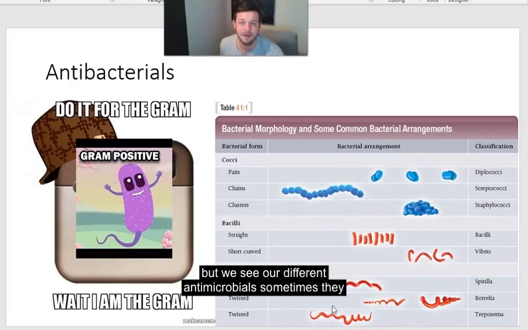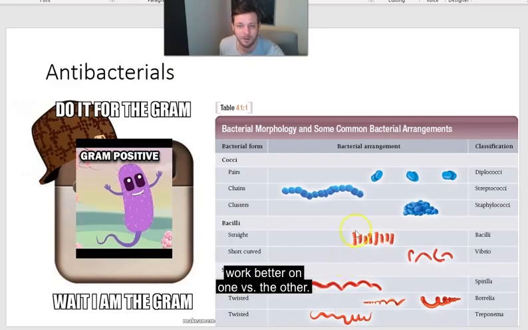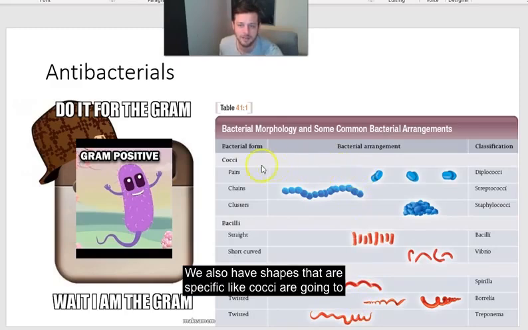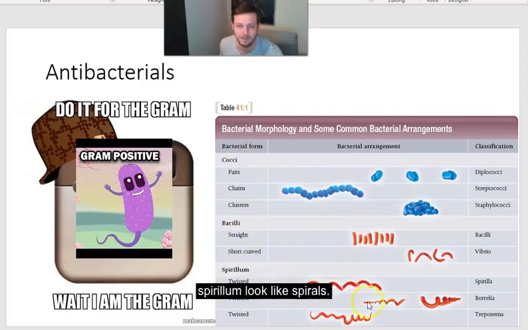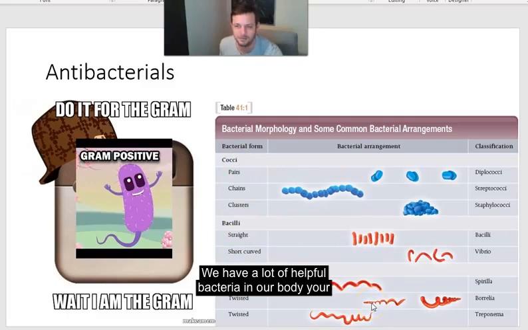But we see our different antimicrobials sometimes work better on one versus the other. We also have shapes that are specific, like cocci are going to be your round ones, bacillus are going to be rods, and then spirillum look like spirals. Cool.